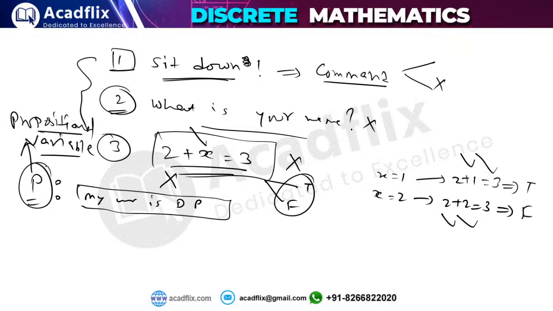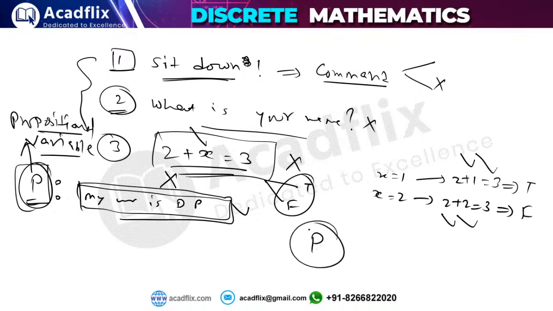Propositional variable, basically this variable P, is representing this proposition. So if anywhere I use this P, then it is just a representative of this proposition. Similarly, I can give you another proposition: I teach discrete mathematics. Now this again is a proposition.